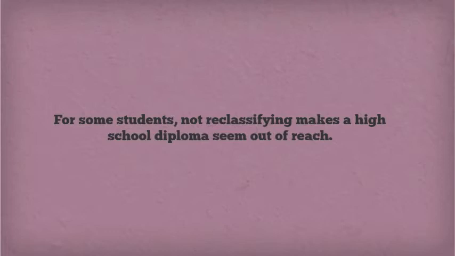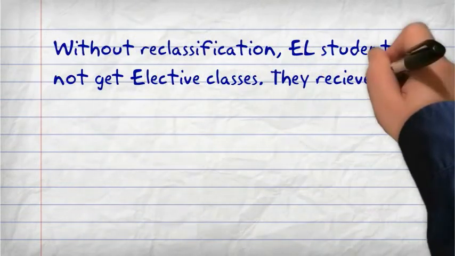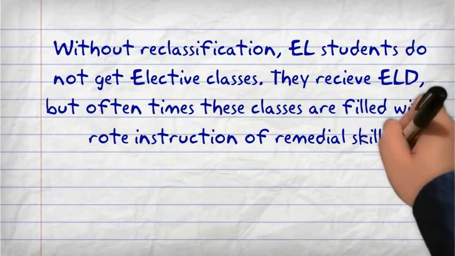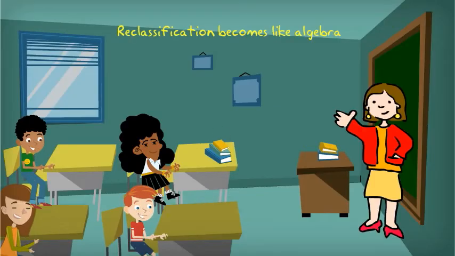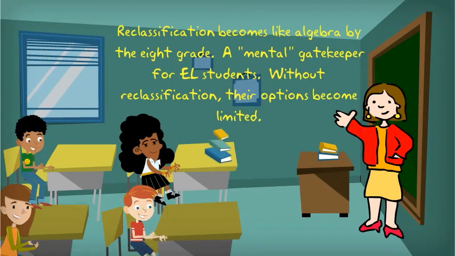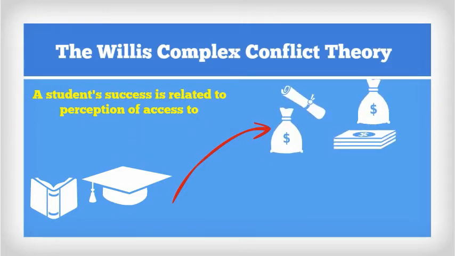Without reclassification, EL students do not get elective classes. They receive ELD, but oftentimes these classes are filled with rote instruction of remedial skills. That makes reclassification much like algebra by 8th grade. It becomes a mental gatekeeper for EL students. Without reclassification, their options become limited. This is because of the Willis conflict theory: a student's success is related to the perception of access to economic or academic opportunity.